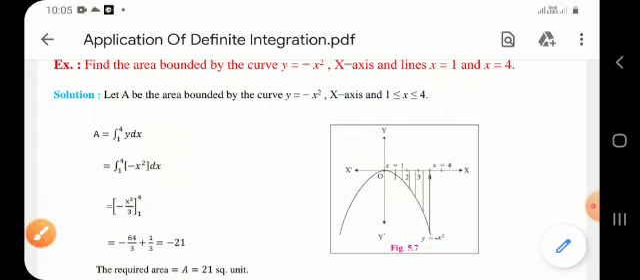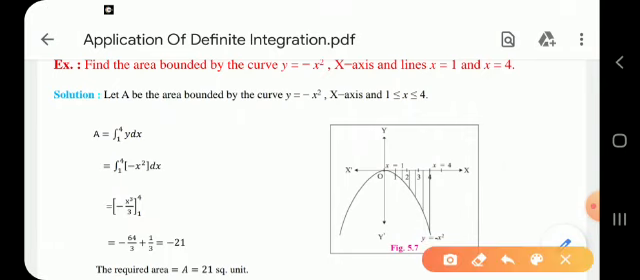So to find this area, we have a formula. A is equal to integration from 1 to 4. Now why 1 to 4? Since the given lines are x is equal to 1 and x is equal to 4. So we consider lower limit as 1 and upper limit as 4 of y dx. Now we replace this y by minus x square. So integration from 1 to 4 of minus x square dx.